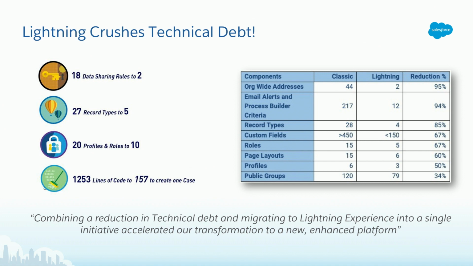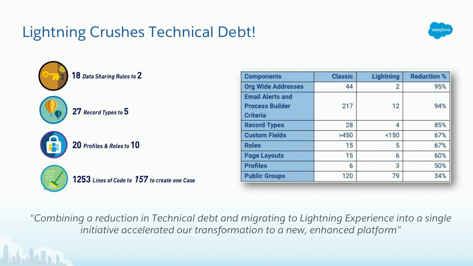This is a quote that I had from one customer from our financial service industry. "Combining a reduction in technical debt and migrating to the Lightning Experience into a single initiative accelerated our transformation to a new enhanced platform." Basically, they wanted to do a technical debt re-implementation project, but they couldn't get budget. So they decided to combine it with Lightning migration, which they could get budget for, and they put it together into one project. And they actually were better off for it.